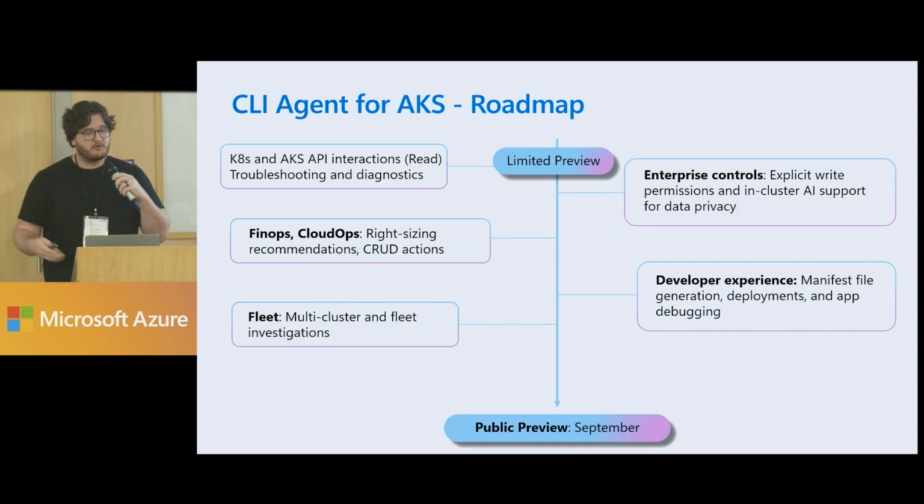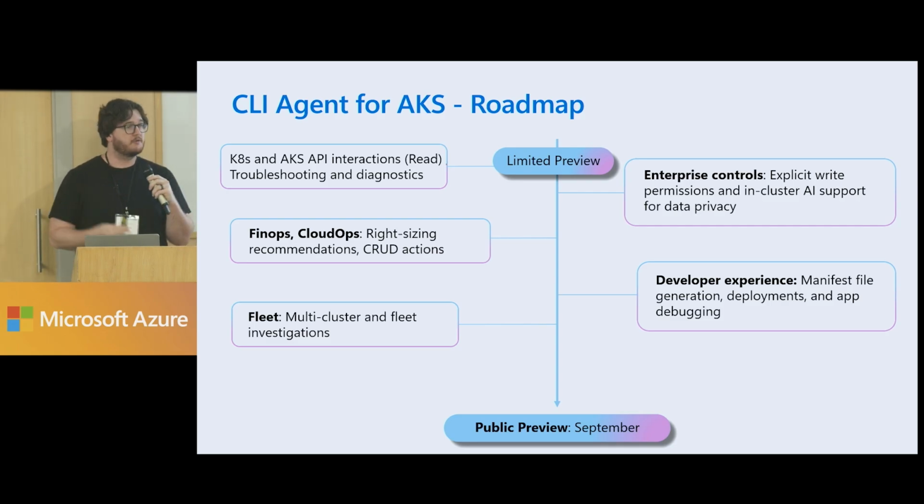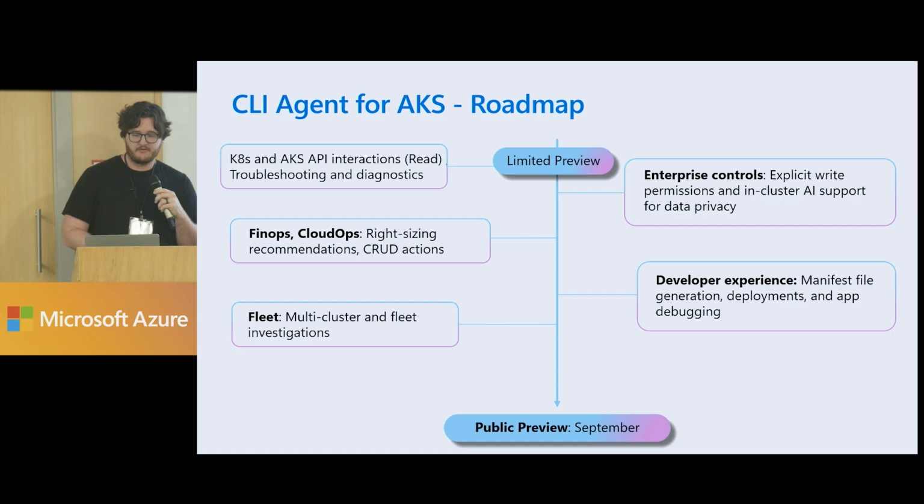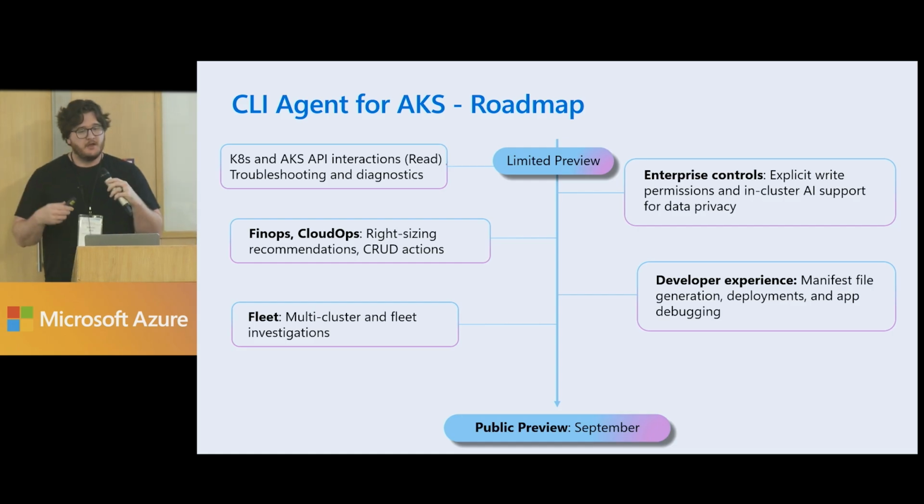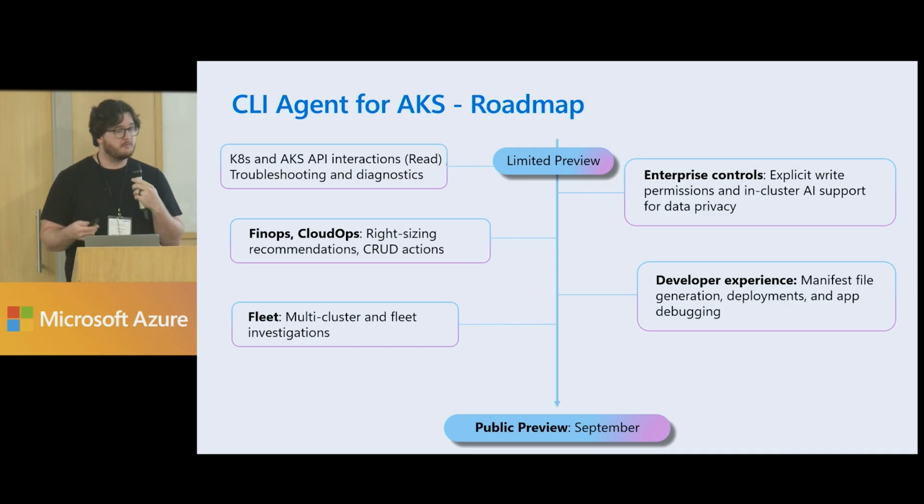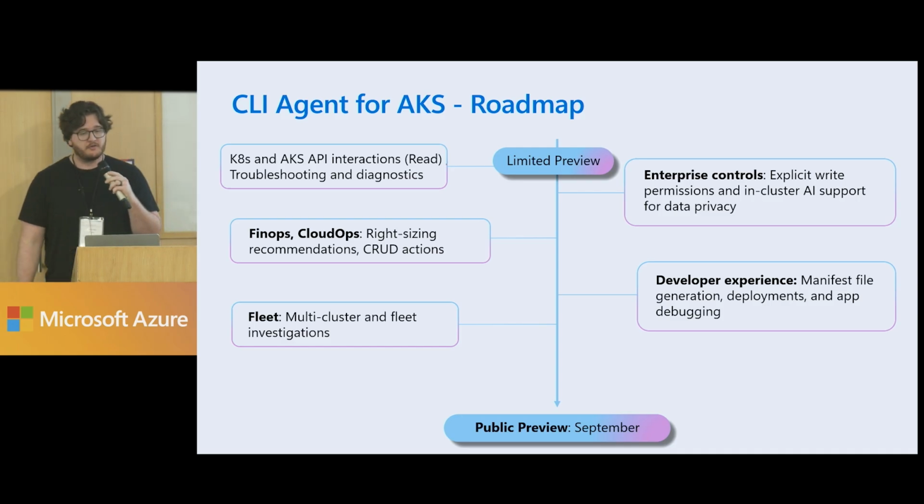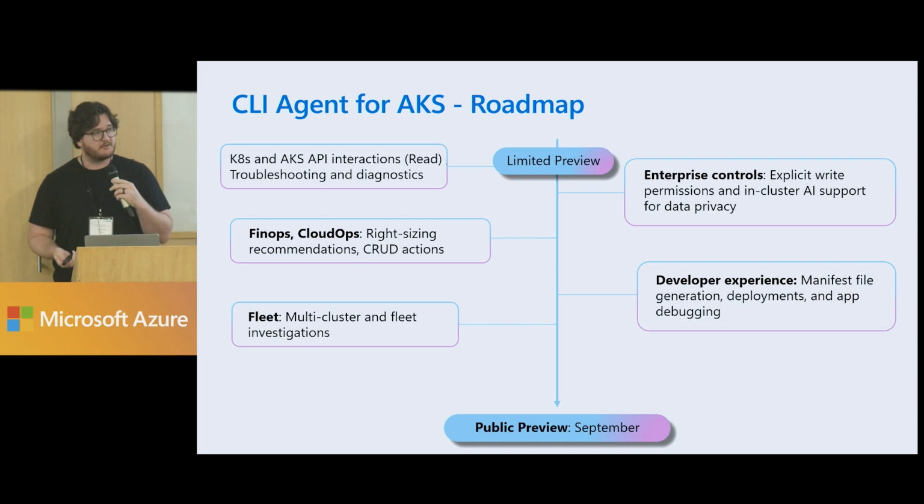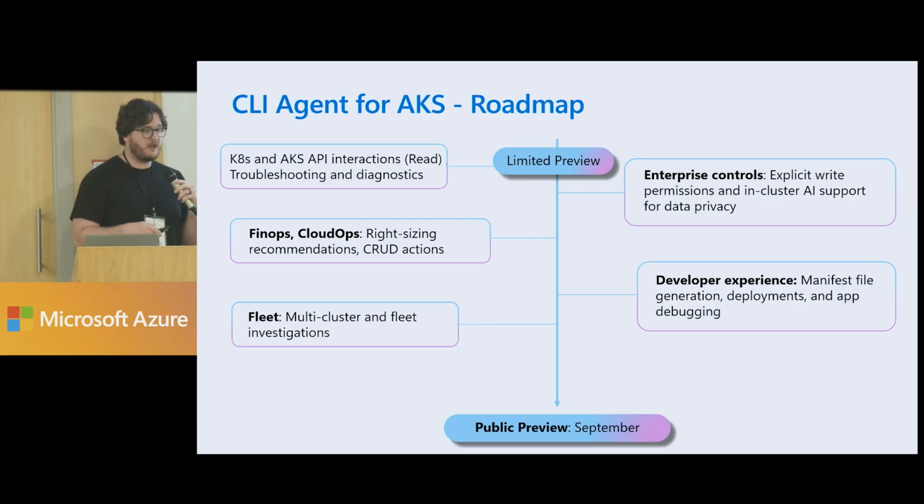Speaking a bit more about our roadmap, we're looking to public preview in early September, but here's an extensive roadmap of the features that we're looking to introduce before then. Like I mentioned before, CloudOps and FinOps, support for Azure billing and cost management integrations to help you break down your AKS cluster costs, support for multi-cluster and fleet investigations, which is great for applications that are deployed across multiple clusters, enterprise controls for data privacy and very limited write permissions if needed, as well as a developer experience, generating manifest files based on your application's needs, deploying services and apps to your cluster, and debugging applications.